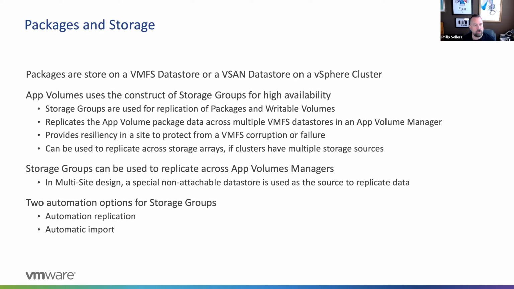To allow you to get replication and high availability, we use the construct of storage groups. We talked a little bit about this on an earlier slide, but storage groups replicate the packages and writable volumes across multiple VMFS or vSAN data stores. And the App Volume Manager handles all of this for you. So this provides resiliency in a site to protect against VMFS corruptions, LUN problems, maybe a storage array. It's a great way for you to transition between storage technologies. If you have multiple different storage arrays in a three-tier, even multiple different vSANs, you can use this to cluster across those different storage platforms.